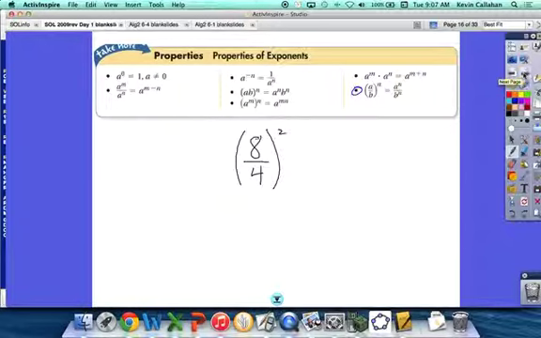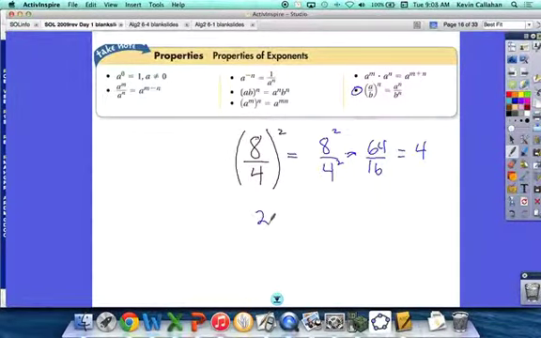And that's true even if it's a divide that's inside. You're still going to bring it inside like 8 squared over 4 squared. Right? Just distribute it to everything inside the parentheses. 64 over 16, which is 4. If I would have simplified it first, I would have 8 over 4 is 2. 2 squared is 4. Okay. So that's a review of properties of exponents.